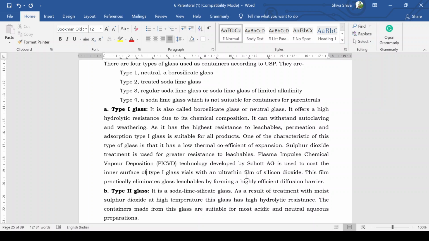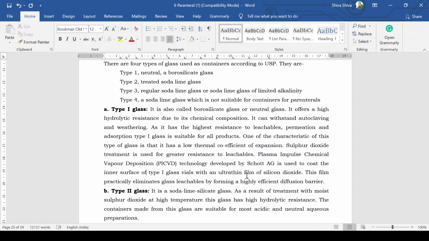Due to the formation of the film of silicon dioxide, not sulfur dioxide, due to the formation of a thin film of silicon dioxide on the inner surface of the glass container, the leachables, meaning the material of the container which gets diffused inside the parenteral product, is very much reduced.